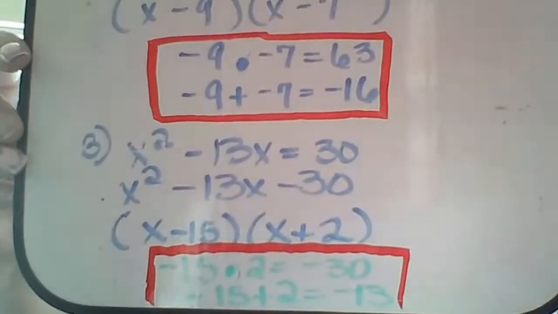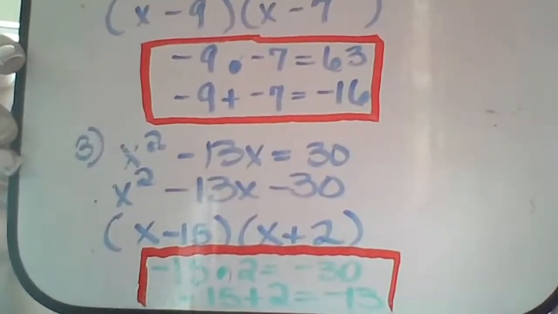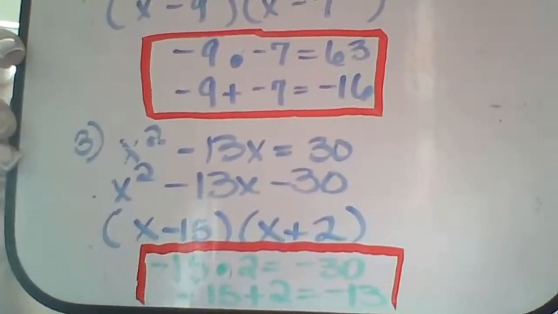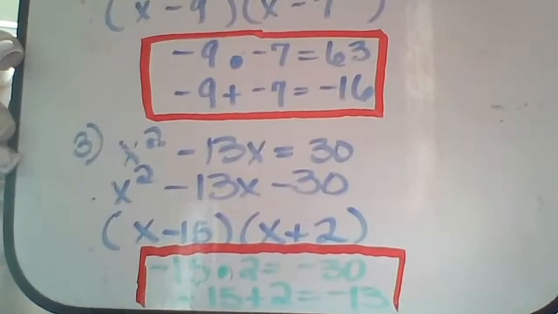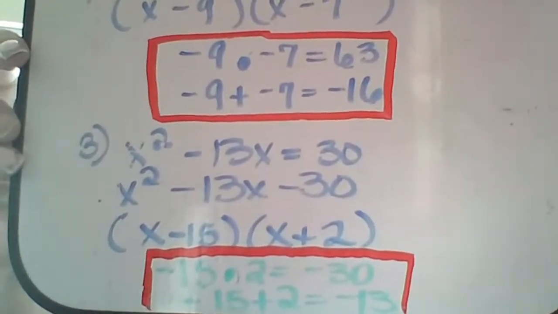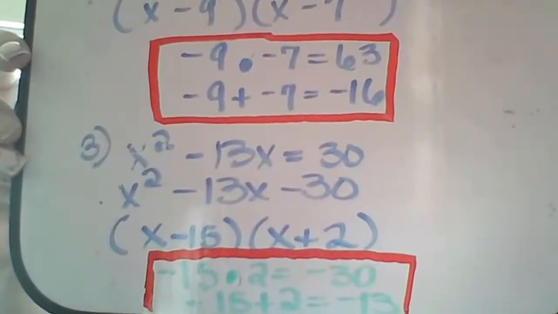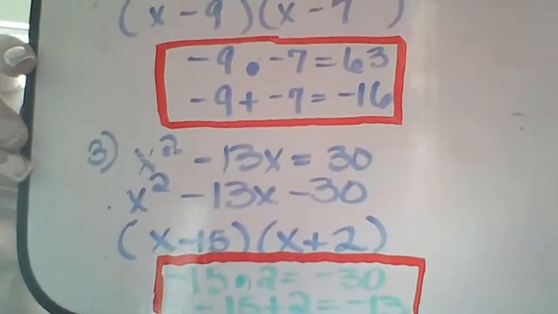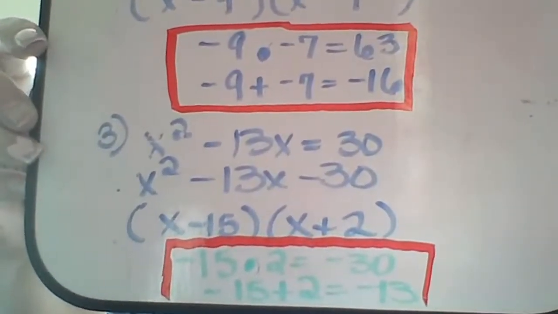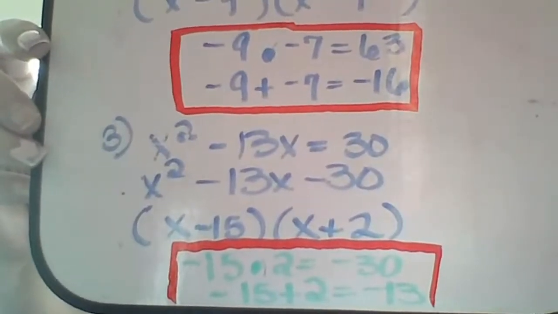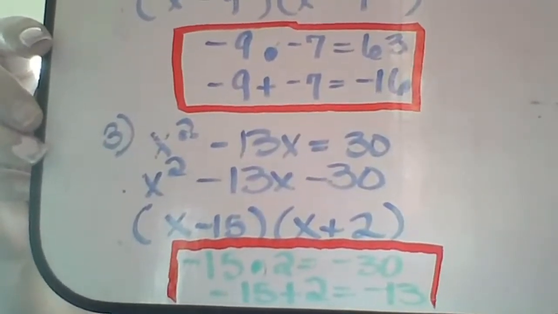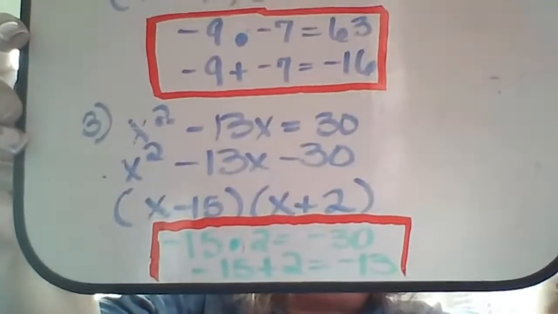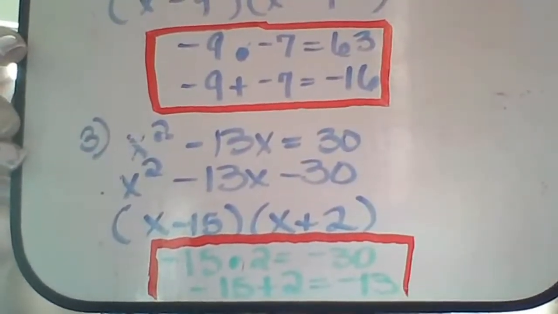So that gives us the polynomial x squared minus 13x minus 30. So now we want to think of two numbers that when multiplied together will give us negative 30, and when we add those two numbers, they will give us negative 13. So if you think of negative 15 times positive 2, that will give you negative 30. And when you add negative 15 to positive 2, that gives you negative 13. So the two factors for number 3 would be x minus 15, x plus 2.